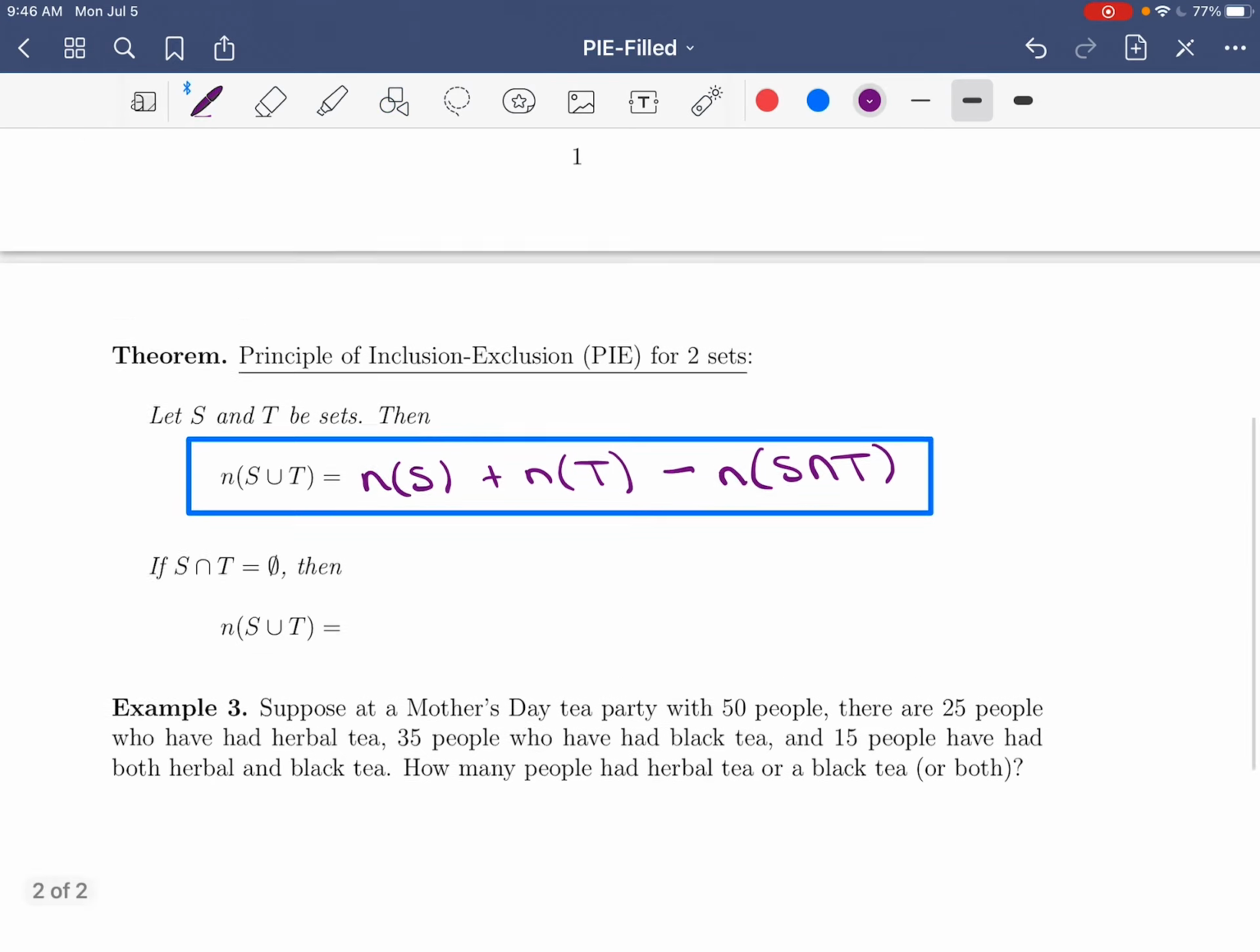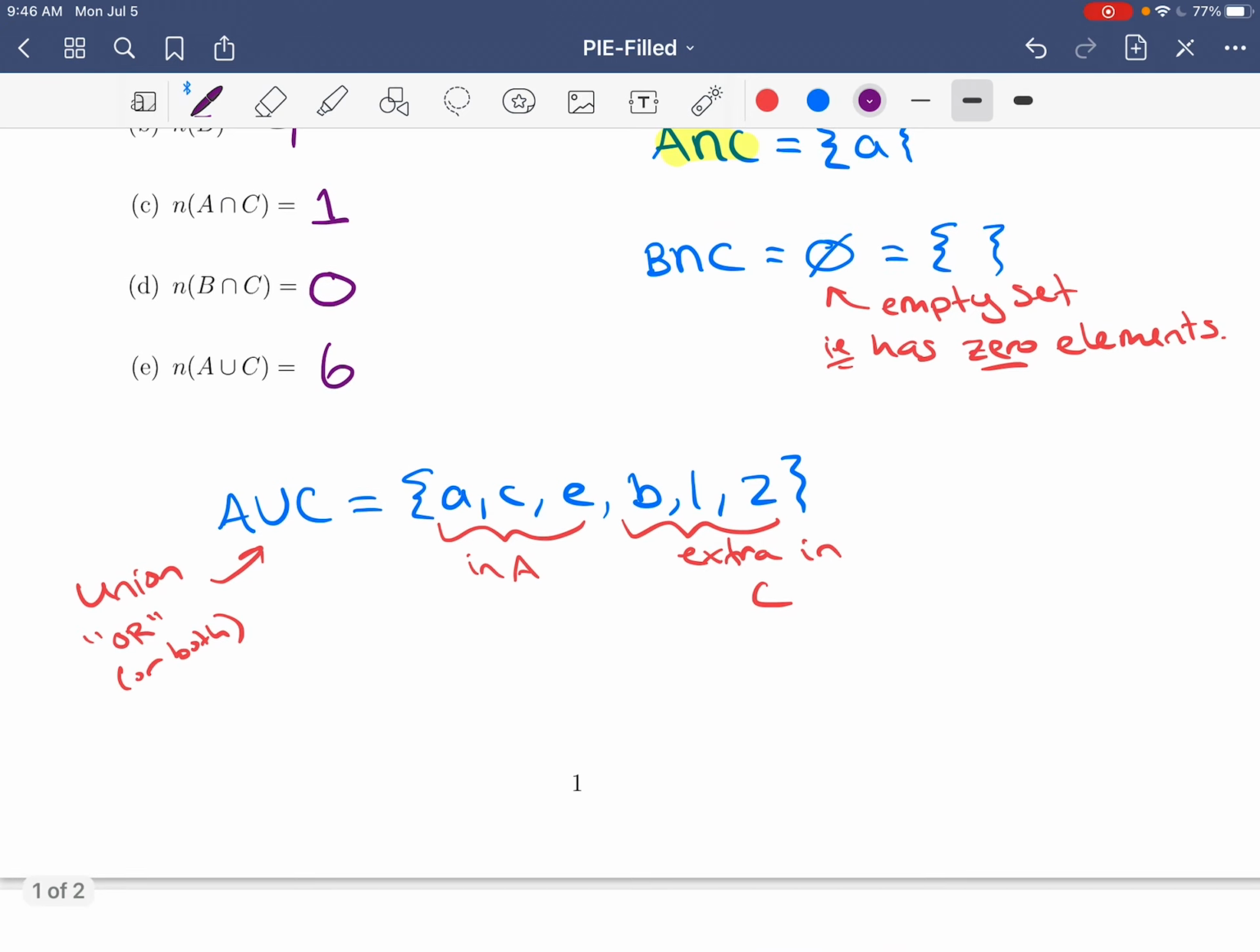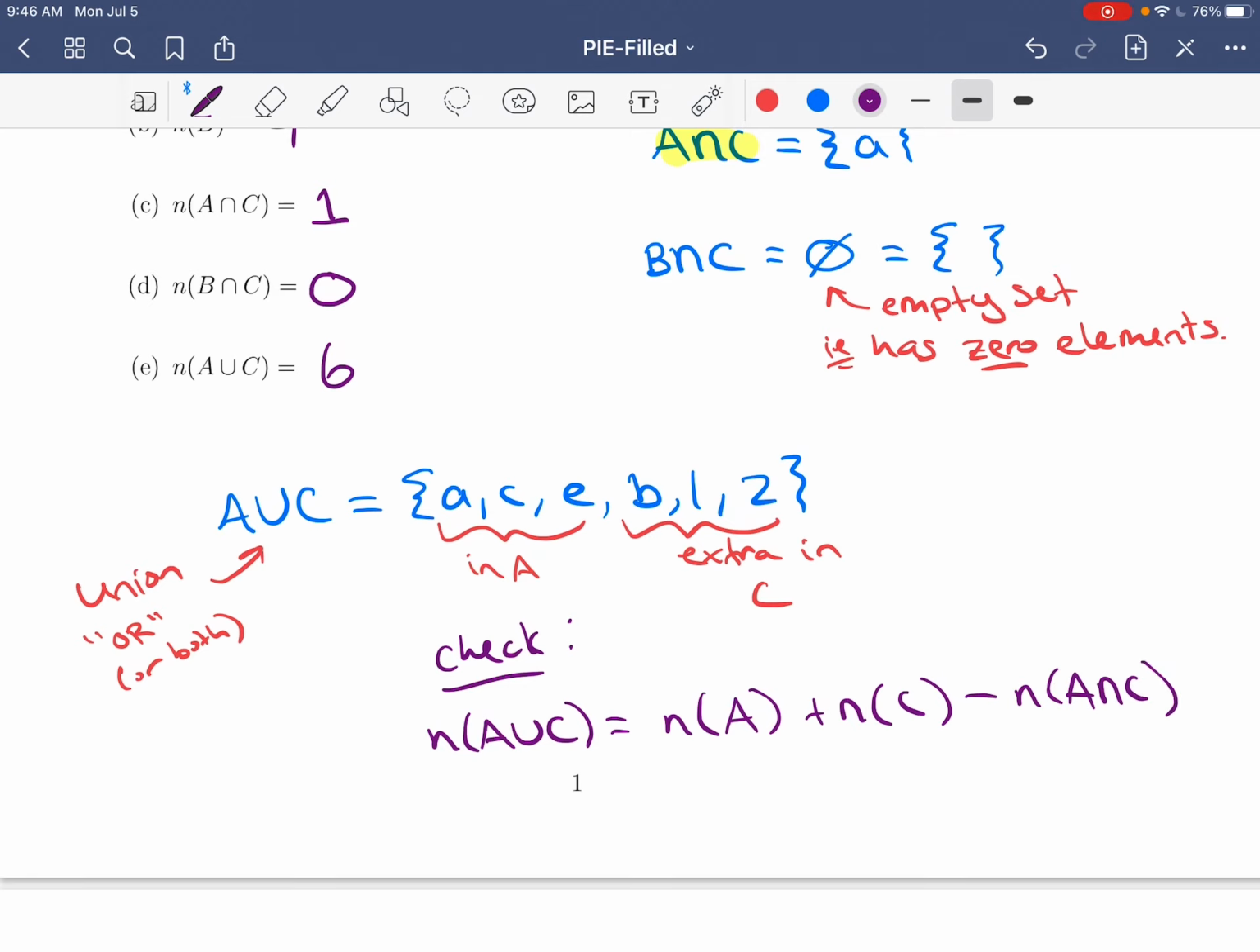So let's just check that up above. Okay, so let's check for part E here. So the number of things in A union C should be the number of things in A plus the number of things in C minus the number of things in A intersect C. Okay, well we know there were 3 elements in A and 4 elements in C, and they had 1 in their intersection. So 3 plus 4 is 7, minus 1 is 6. So it did work out up here.